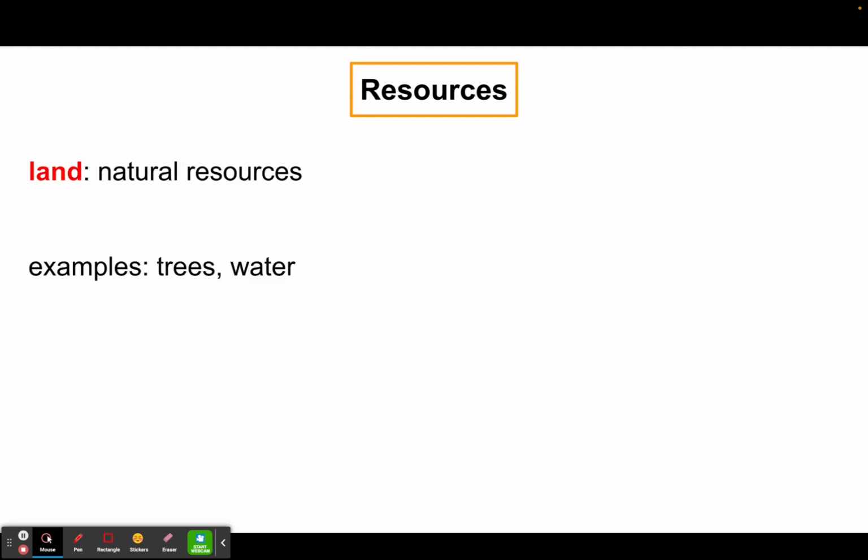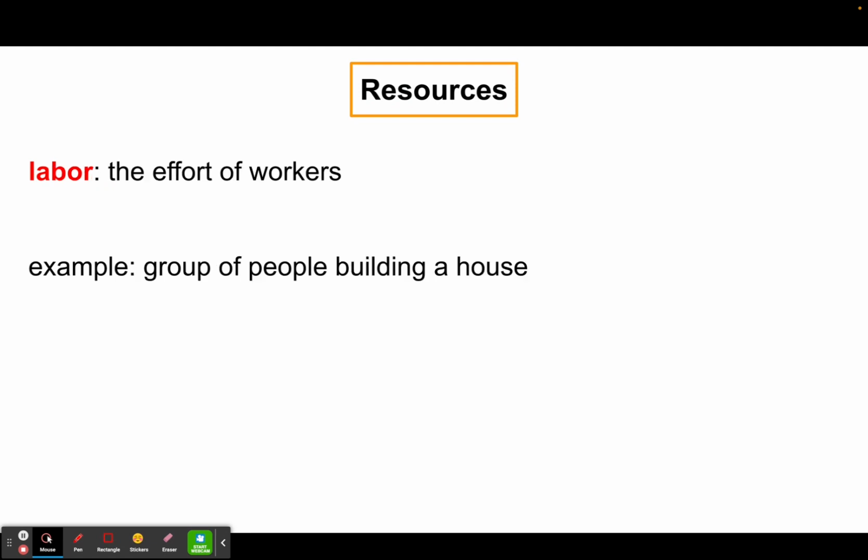So let's talk about each type of resource in turn. So the first one is land. Another term for land is natural resources. So these are resources that come from nature. So, for example, trees, water, basically anything that comes from the land, the earth itself, that is an example of a land resource. The second type of resource is called labor.